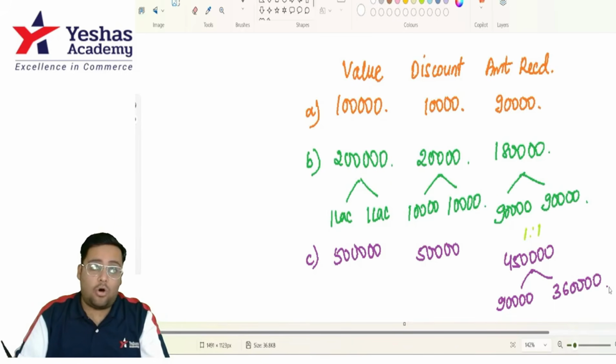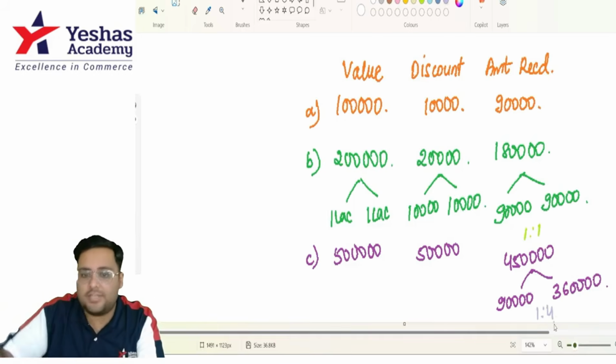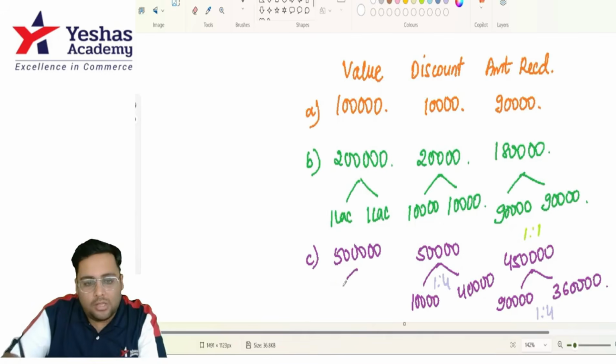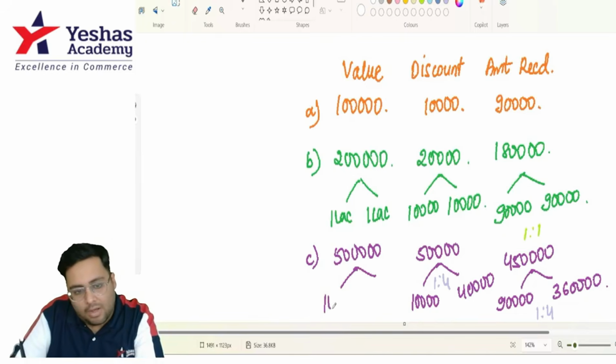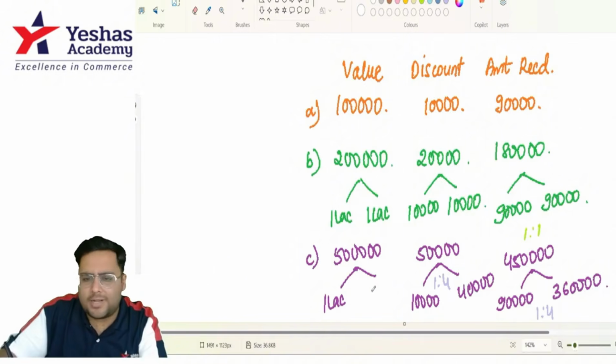Now think and tell me, on the maturity date between Dhanush and the student, who will repay how much? The ratio of this loan, if you observe, is 1:4. So your discount also should be shared in the ratio of 1:4. The discount for Dhanush will be 10,000 and the discount of the student will be 40,000. On the maturity date, Dhanush will repay how much? 10,000 discount plus 90,000 amount received, 1 lakh. The student will repay how much? 40,000 discount plus 3,60,000 value received, 4 lakh.